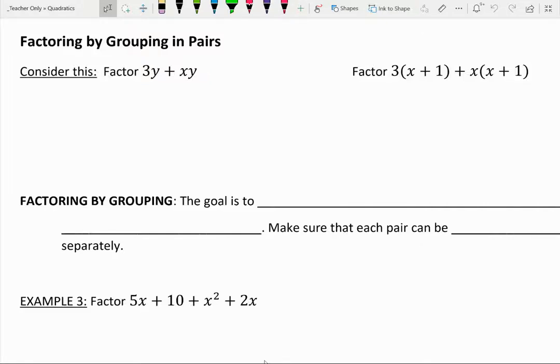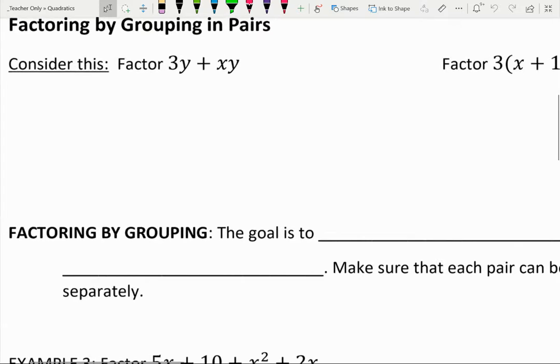This is an introduction to factoring polynomials using a process called grouping. So today's our kind of intro level. We're going to be grouping in pairs. So before we talk about how we're going to factor this, and remember factoring is the process of undoing polynomial multiplication, I want to consider a couple of examples.